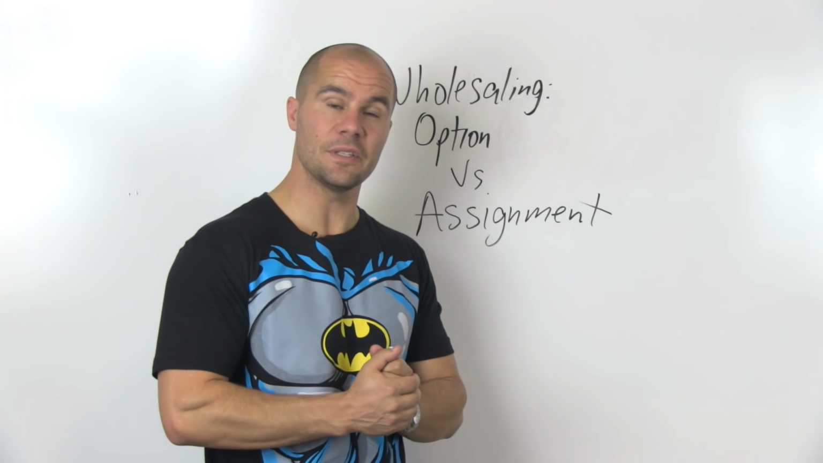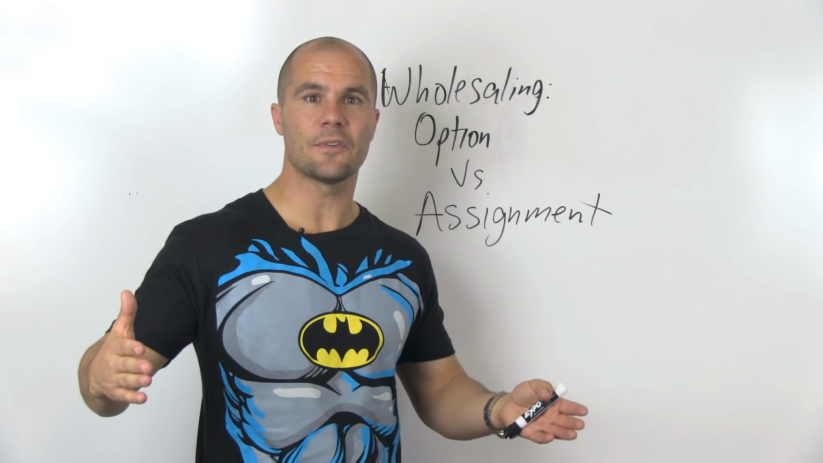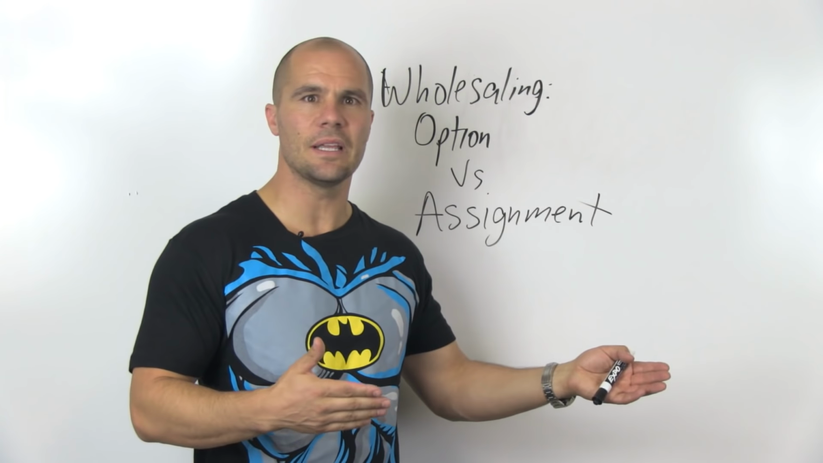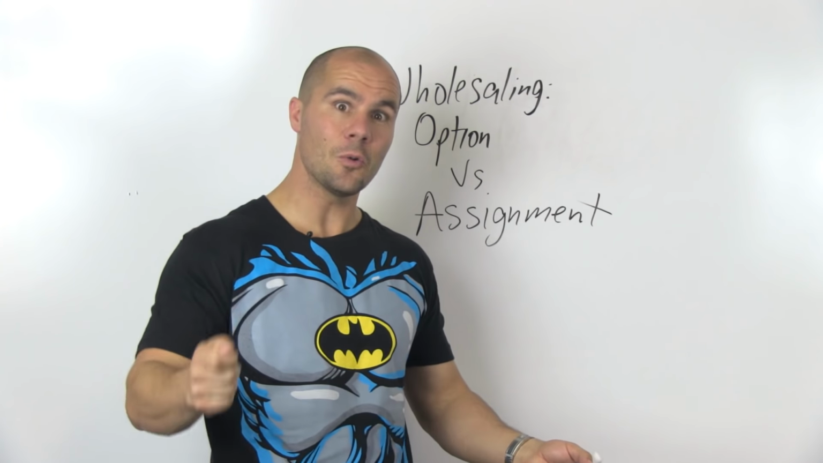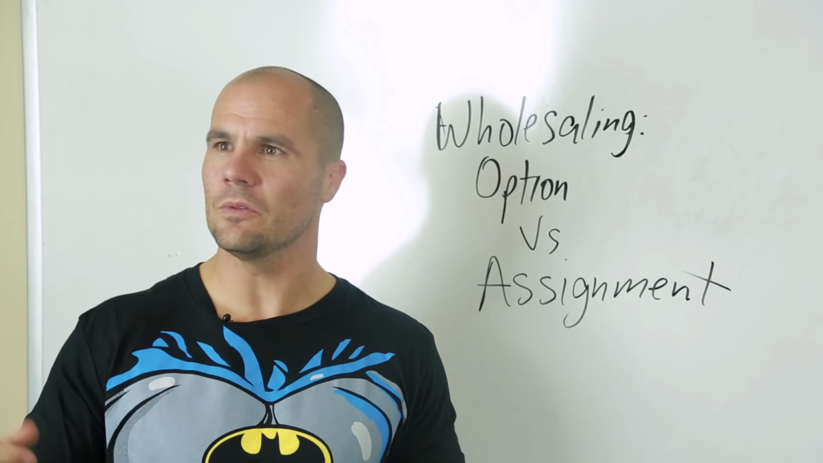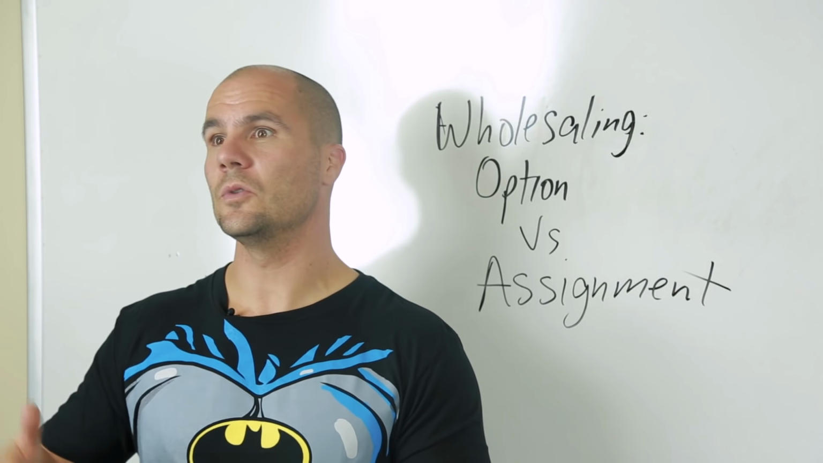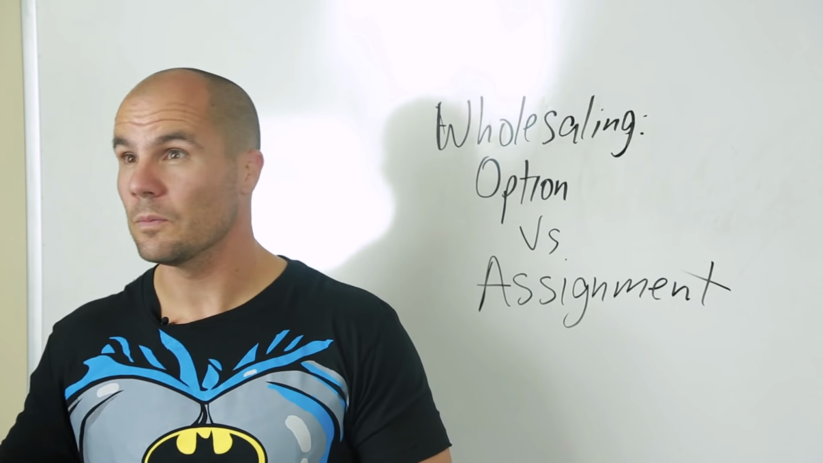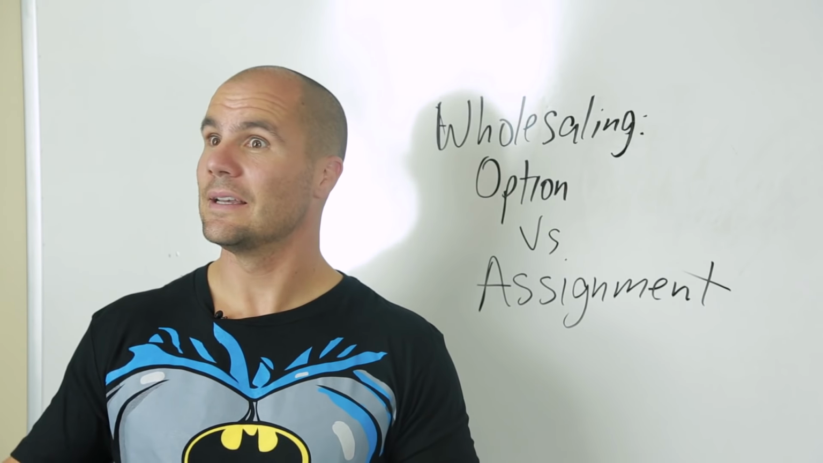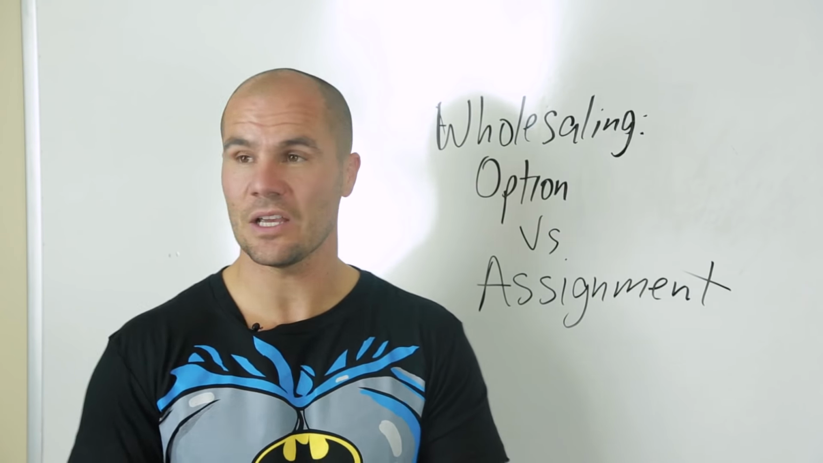But an option simply says, if I come up with the money during this time frame, I'll exercise my option, I'm locked in, you can't sell to anybody else, here's a fee. If I don't exercise my option, you keep my fee. If I do, the fee gets applied towards the purchase. And then you simply go out, you find your cash buyer, you exercise your option, and then you assign your contract to your cash buyer. So that's how an option works.